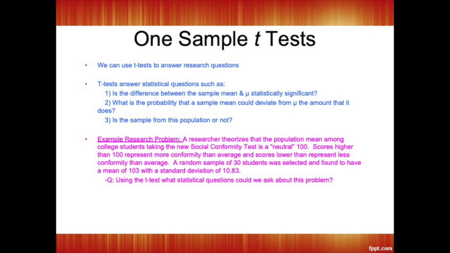And so here's another example research problem. A researcher theorizes that the population mean among college students taking the new social conformity test is a neutral 100.